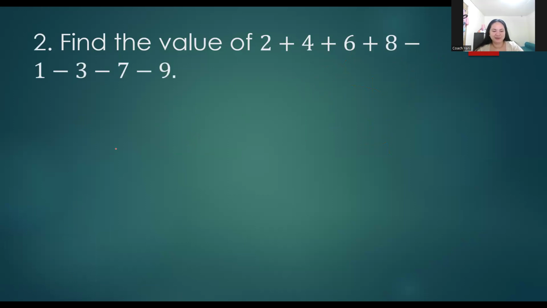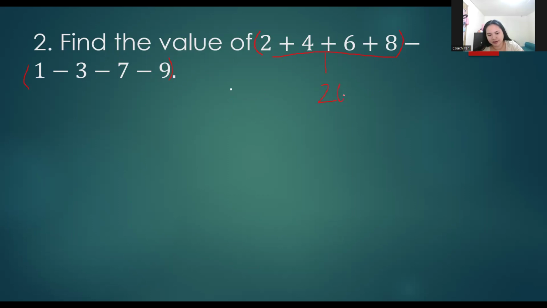Thank you. Okay. Number 2, find the value of 2 plus 4 plus 6 plus 8, and then minus 1, minus 3, minus 7, minus 9. So all you have to do is group the ones with the plus sign, and then group the ones with the minus sign. You have to group, then this one, and this one. Right? So how much is the total of this one? This is 20. Correct?